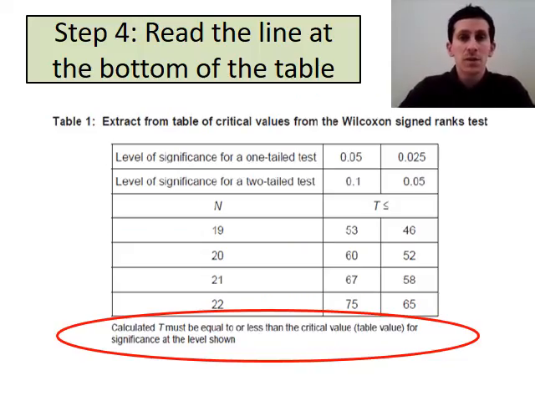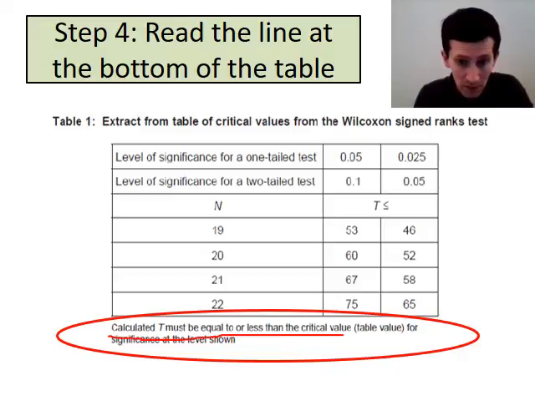The next thing you've got to do is read the line at the bottom of the table, and that's really, really important. And here it says the calculated T must be equal to or less than the critical value for significance at the level shown. So the key thing you've got to take away here is the calculated value must be equal to or less than the critical value. That's the key thing you need to take away from this. And it might be different on every single table they give you, so you've got to make sure you read it.